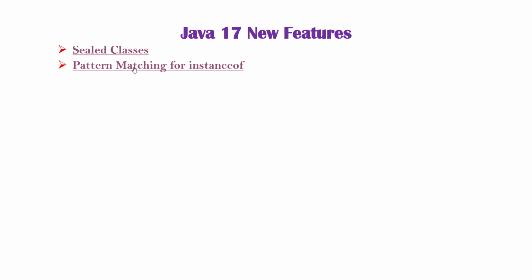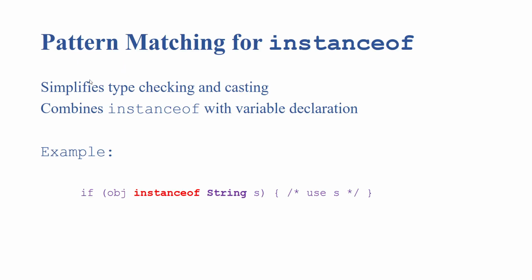Next is pattern matching for instanceof. Pattern matching with instanceof was earlier there, but what has been added is that it has simplified it by combining type checking and casting in a single operation, and we can even combine instanceof with a variable declaration. As you can see in the example, here is instanceof with a variable declaration.